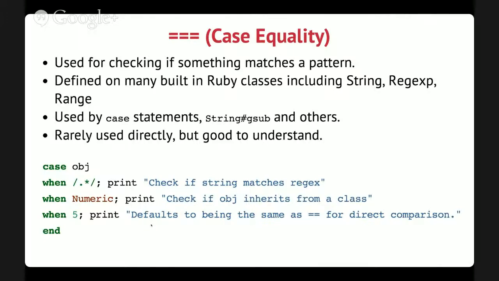So for example, on regular expression, triple equals is defined to check if a string matches that regular expression. And on class, it's defined to check if an object is an instance of that class. So you can use these in Ruby case statements, and it's built into lots of methods like gsub.